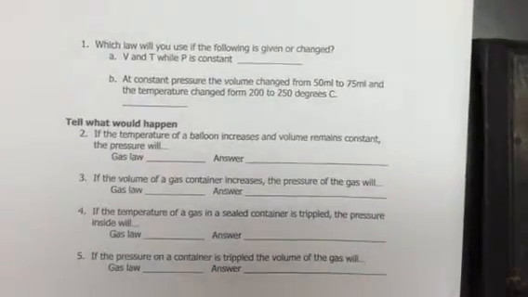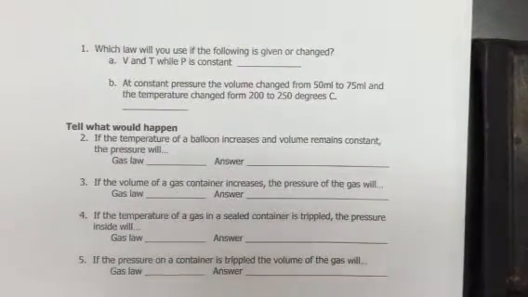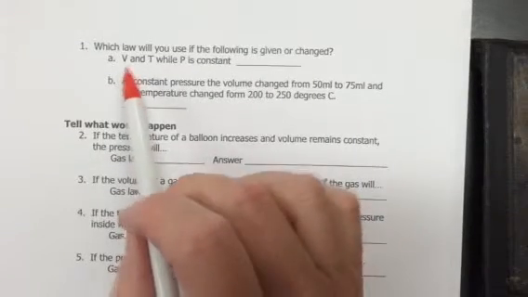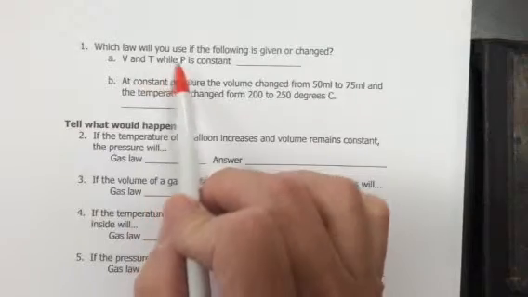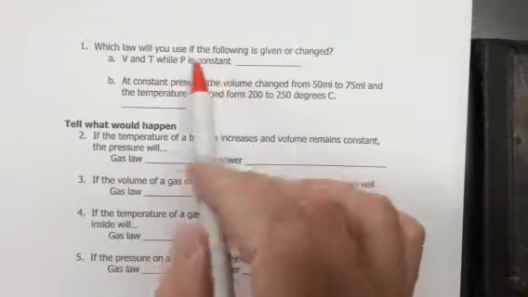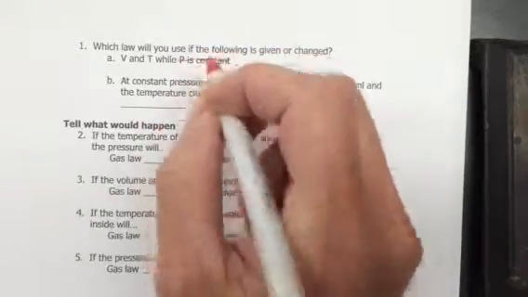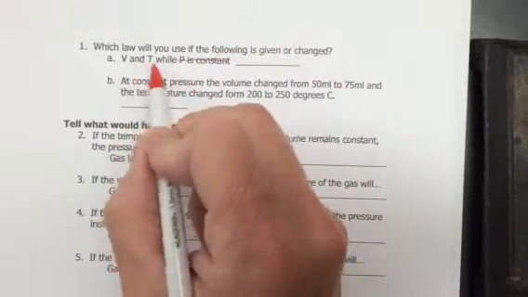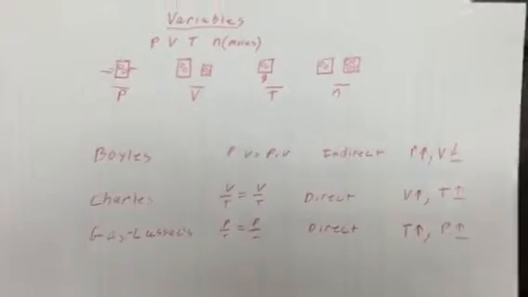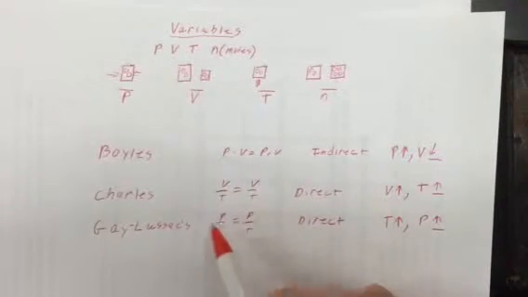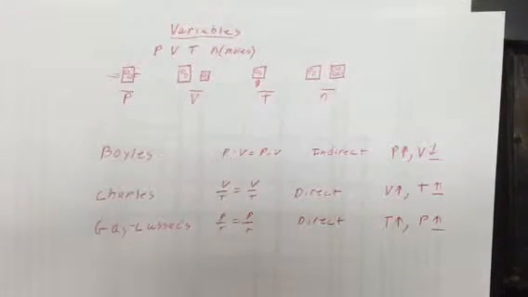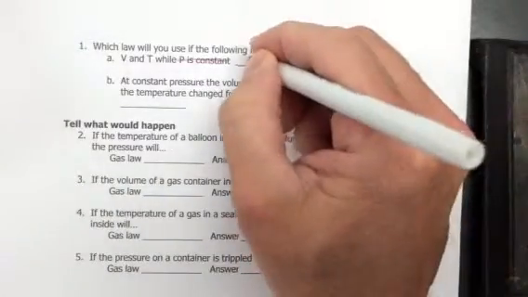So here's our sheet. The first question is just identifying which law you will use. The first one says volume and temperature while pressure is constant. Well, if pressure is constant, it's not changing, so we don't care about that. So we're looking for a law that uses just V and T. Which law uses just V and T? That would be Charles's law. So the answer for this would be Charles.